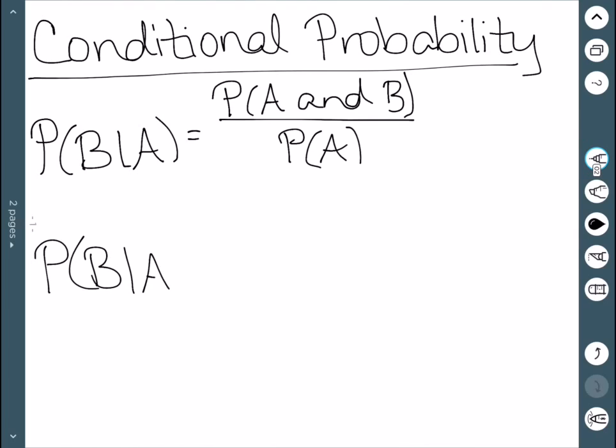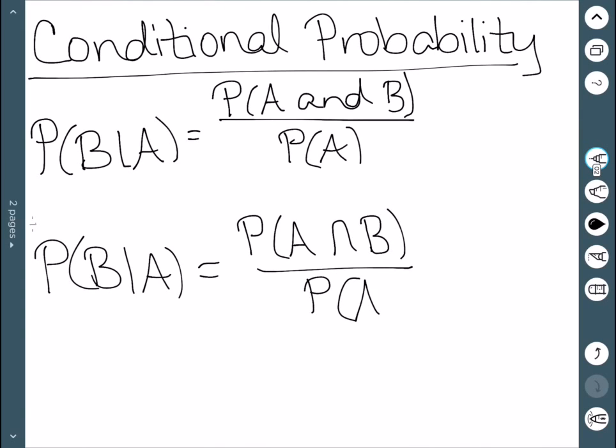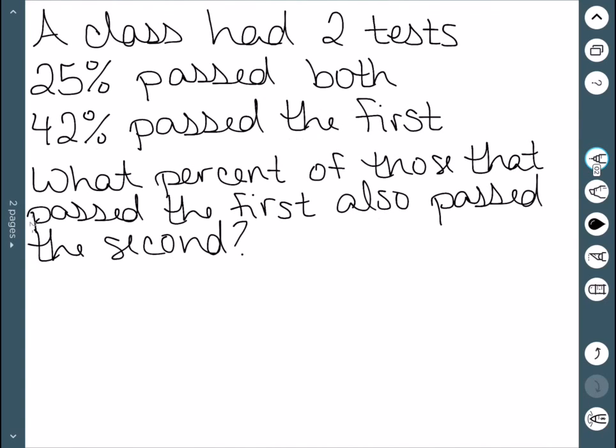Some alternate notation, probability of B given A, is the probability of A intersect B over P of A. And we'll do a couple of examples showing how to use this. Here's our first example. We had a class that had 2 tests. 25% of the class passed both exams. 42% of the class passed the first. We want to know what percent of those that passed the first also passed the second. Therefore, we're looking at the probability that someone passed the second test given that they passed the first.